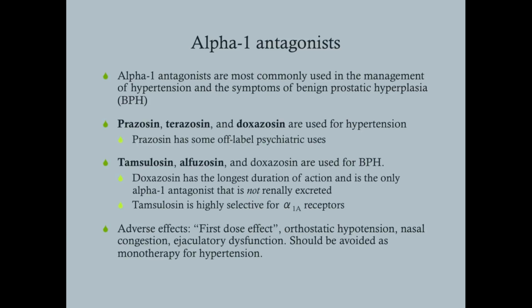Once they have that first dose and their body responds to it, then the next dose you can give them the regular amount, during the day. They should be fine, but this is a first dose effect. Of course, you can get orthostatic hypotension for reasons I already talked about, nasal congestion, and ejaculatory dysfunction. These drugs should be avoided as monotherapy for hypertension, particularly if the patient already has congestive heart failure. You should give alpha-1 blockers in conjunction with a diuretic.